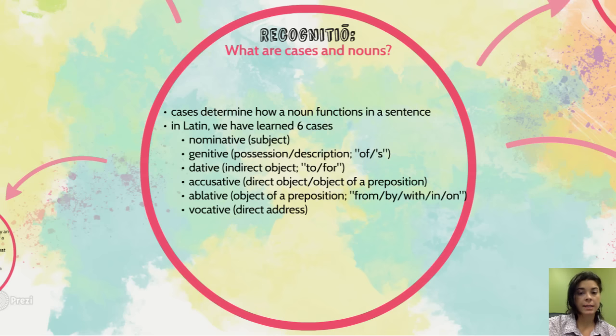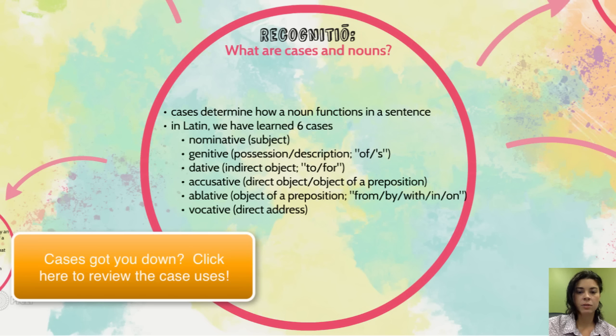In Latin we have learned 6 thus far. The nominative, which is the subject, or nominativus, the genitive, which is typically possession or description, exemplified in English by the presence of the words of and the apostrophe s added to a word, or genitivus in Latin. We have dative, dativus, which is the indirect object, normally exemplified by the words to or for in English. And then we have the accusative, accusativus, the direct object or object of a preposition.